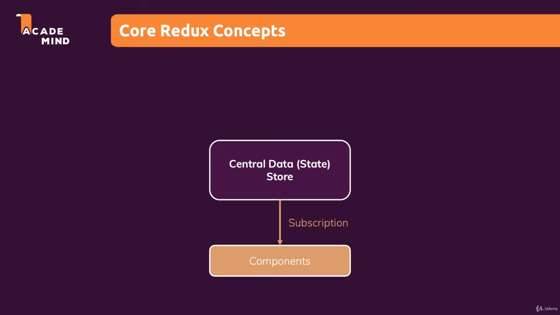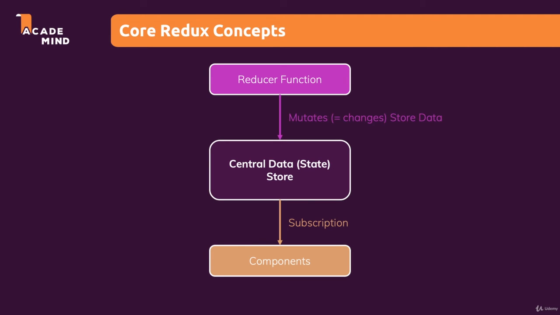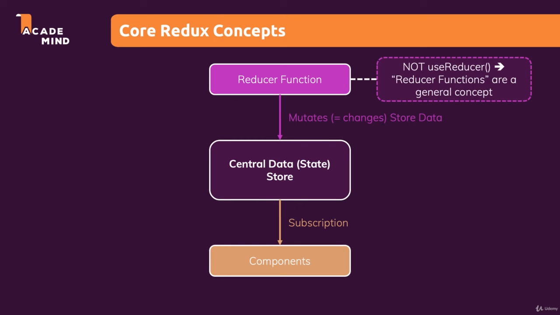Instead, for that, we use a concept called reducers. We have a reducer function. This reducer function, which we have to set up, is responsible for mutating, so for changing the store data. Now, one important note here, the term reducer is of course something we have heard before with useReducer, and the reducer function here is not that useReducer hook we learned about.